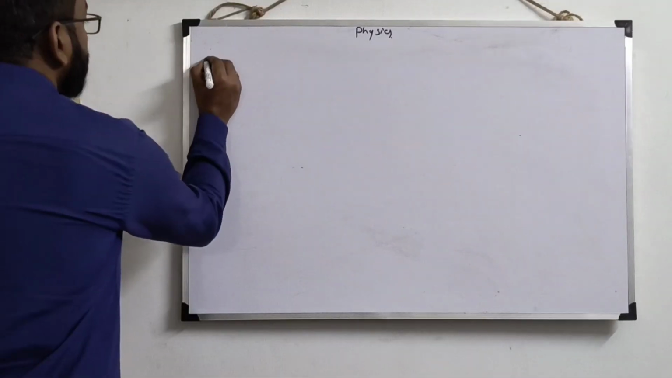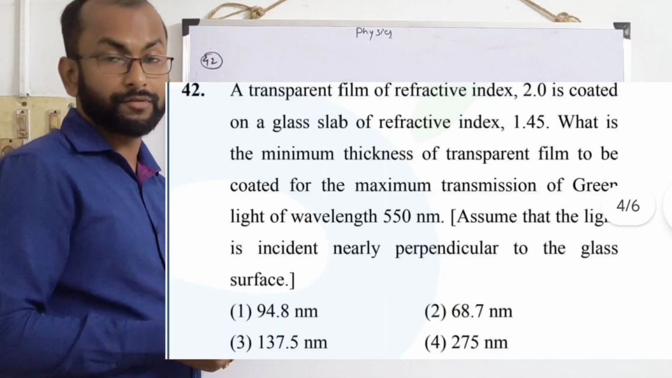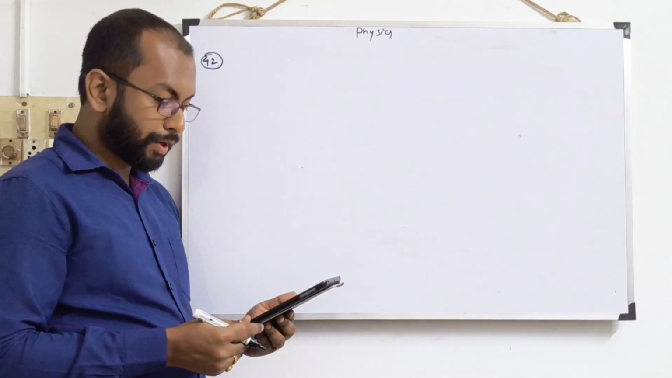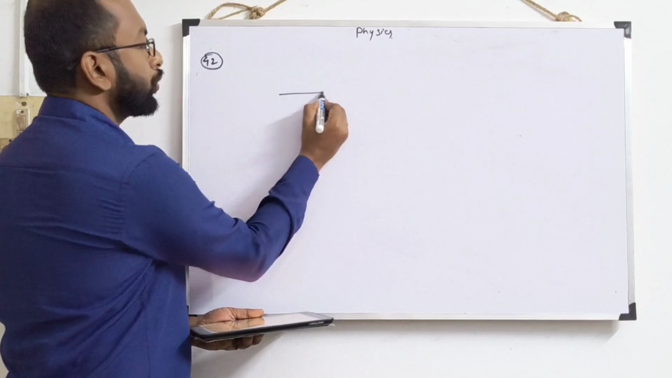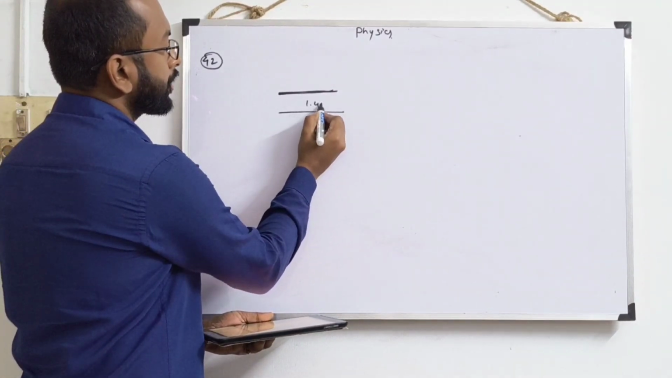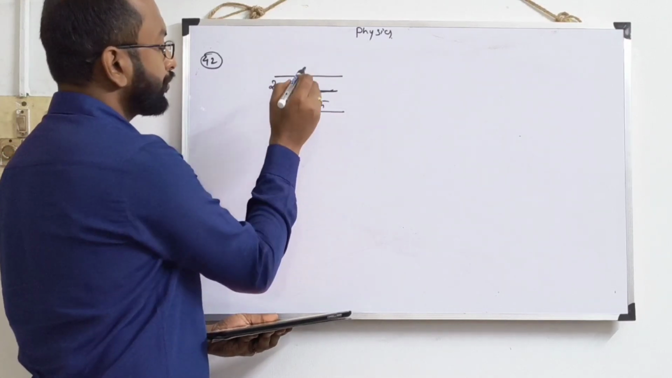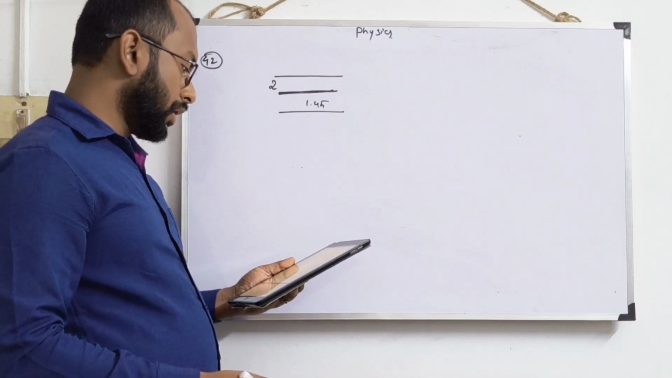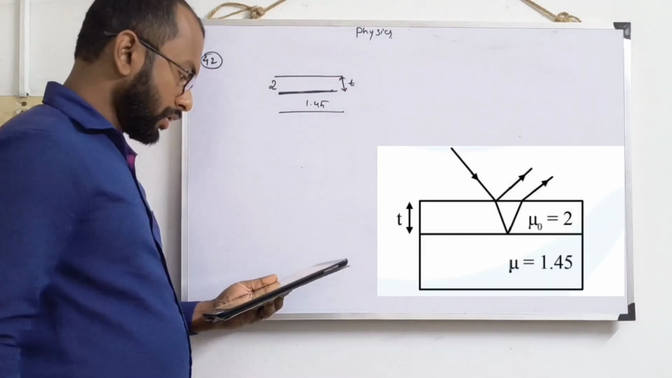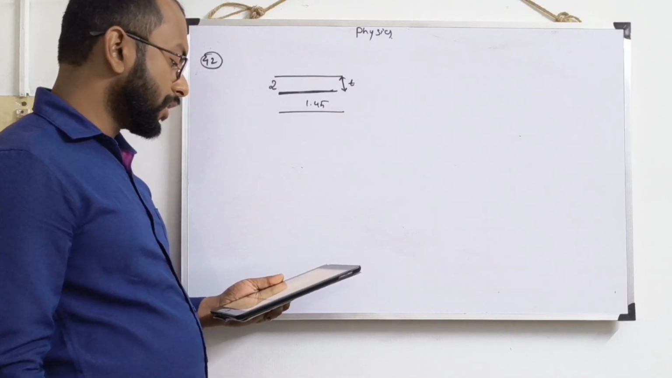The next question is from the optics chapter, question number 42. A transparent film of refractive index 2 is coated on a glass slab of refractive index 1.45. So the glass has refractive index 1.45, and it is coated with a coat of refractive index 2. What will be the minimum thickness of this coat, which you have to find out, for the maximum transmission of green light of wavelength 550 nanometer?